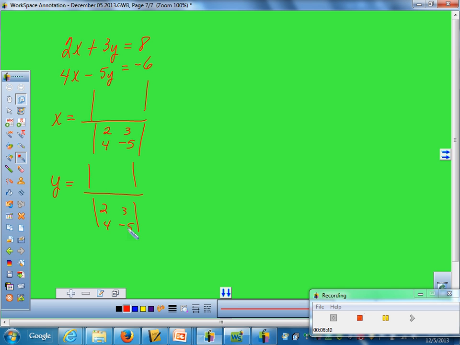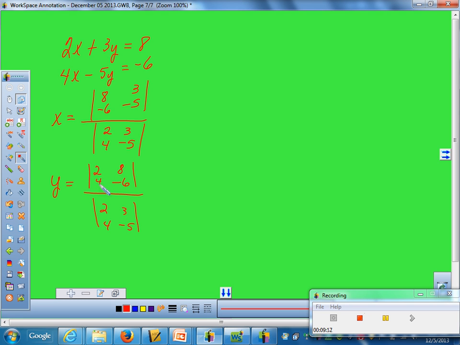So on top, you change one column. Well, you change what you're solving for. So if we're solving for x, you change the x column. What do you change the x column to? Yeah, the 8, negative 6, the numbers it's equal to. You don't change the y column at all. It just sits there happy as a clam the way it is. So down here, when I want to solve for y, I would put the 8 and the negative 6 in the y column, so what goes in the x column? The 2 and the 4.